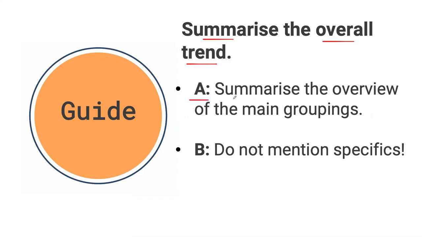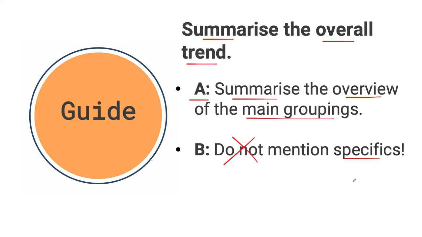We're going to make sure that we summarize the overview of the main groupings, and we did this when we looked at the gaps and we talked about how, in general, the percentages were increasing. And when we do this, we are not going to mention specifics. So you definitely don't want to mention any specific data points or talk about percentages here. This is just an overview. We're going to leave the specifics for the first and the second body paragraphs.